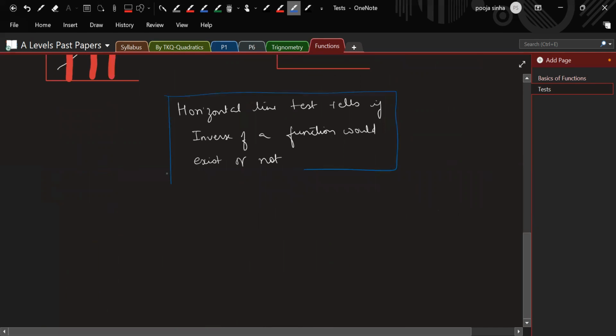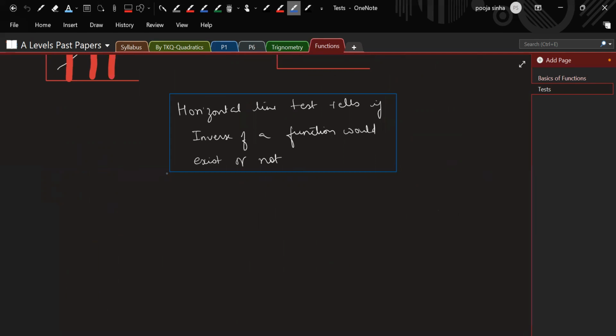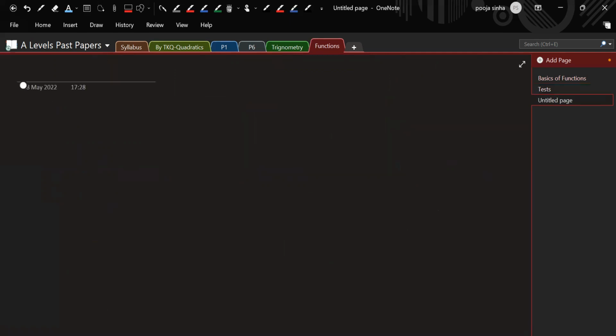So the tests are also clear to us? Yeah. Okay. Now I come to another point, which is composite functions.